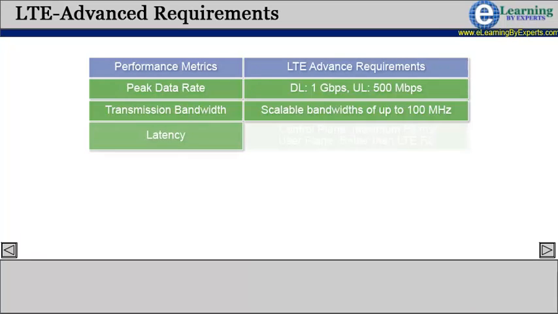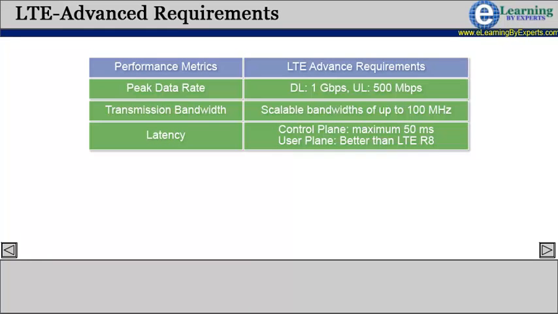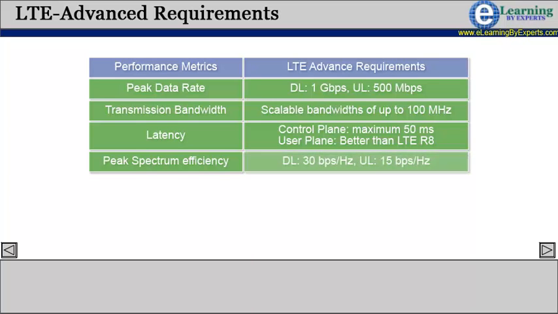Latency. On the control plane, the target for transition time from idle mode to connected mode should be less than 50 milliseconds, while on the user plane LTE Advanced should allow for reduced user plane latency as compared to LTE Release 8. Spectrum efficiency. LTE Advanced aims to support downlink peak spectrum efficiency of 30 bps/Hz and uplink peak spectrum efficiency of 15 bps/Hz.